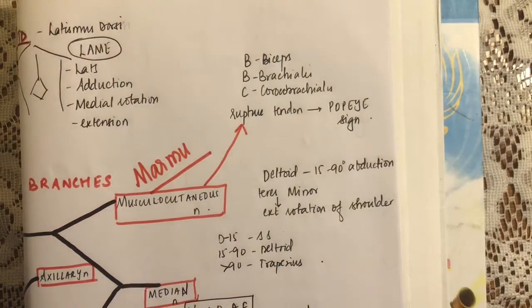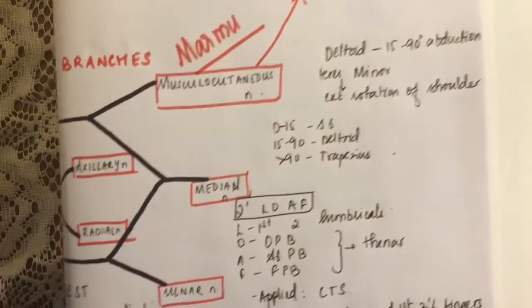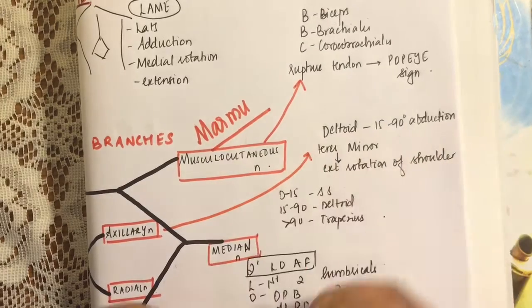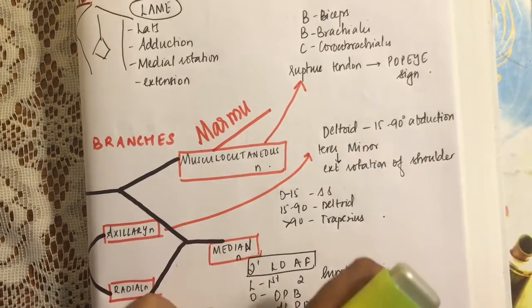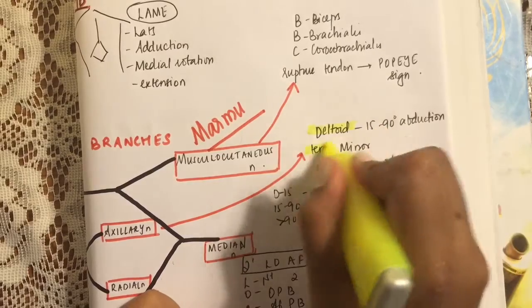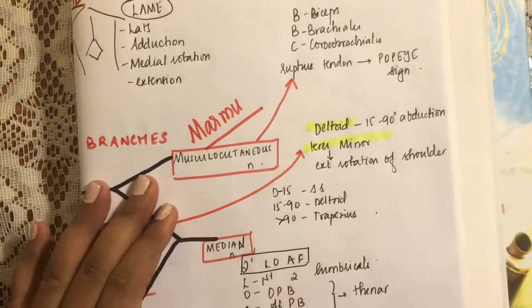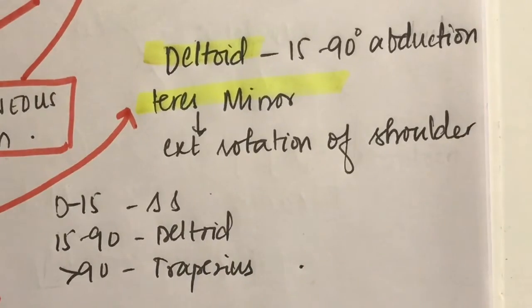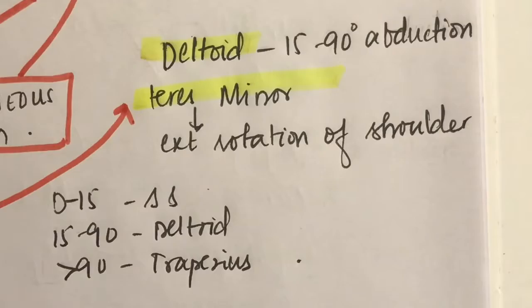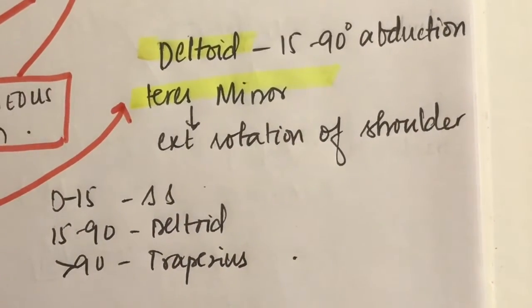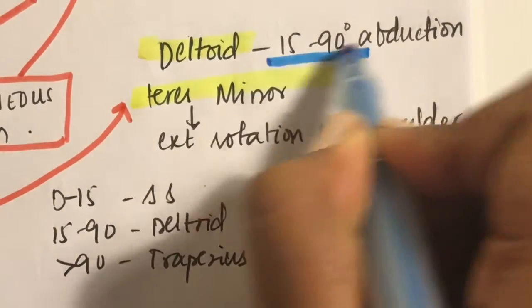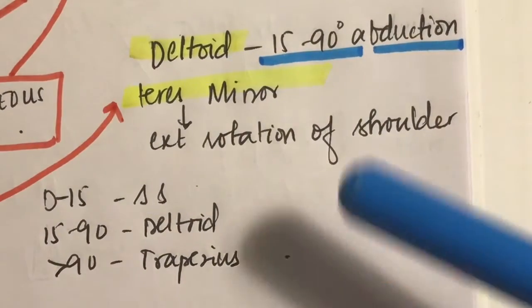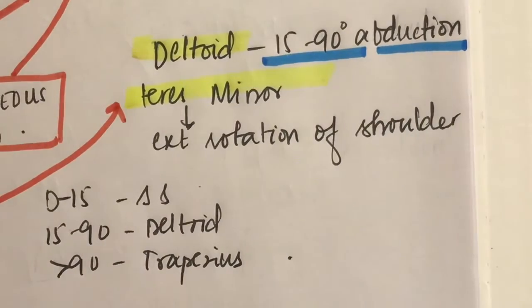Coming to the axillary nerve. The axillary nerve has two main functions. It supplies the deltoid and the teres minor. Remember we spoke about supraspinatus and how it helps in the first 15 degrees of abduction. Deltoid acts on the 15 to 90 degrees of abduction of the arm, and teres minor is mainly for external rotation of the shoulder. It's not very essential.